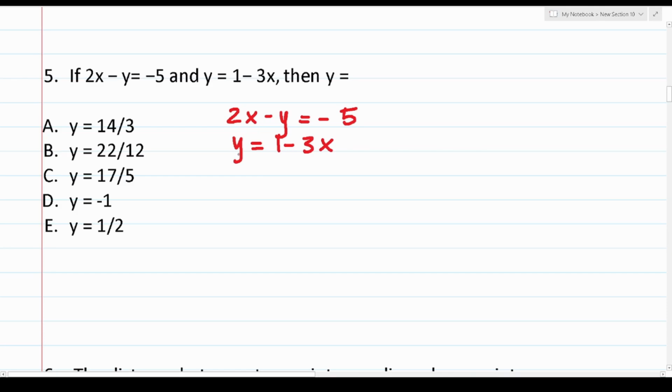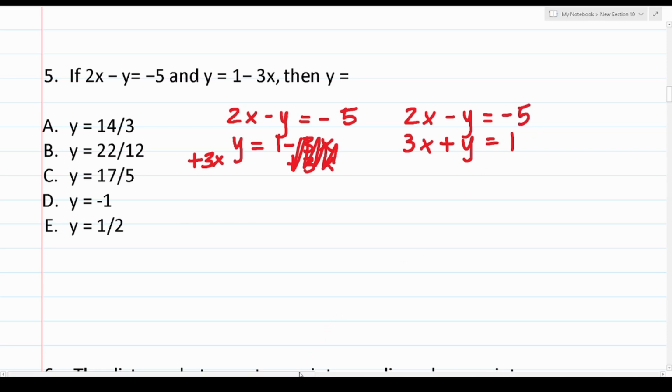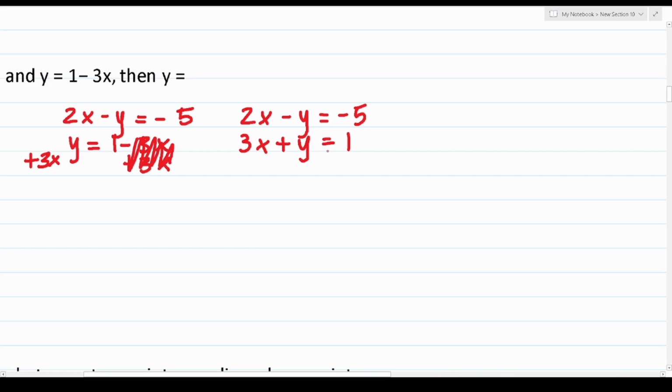So the very first thing I'm going to do before I even talk about how to solve this system of equations is to take this 3x and move it over to this side of the equal sign so that it mirrors this top equation. So now we have 3x plus y equals 1. And then we're just going to copy over this top equation since we don't need to modify it at all. So we have 2x minus y equals -5. Okay, so now it should be obvious that we're working with a system of equations.